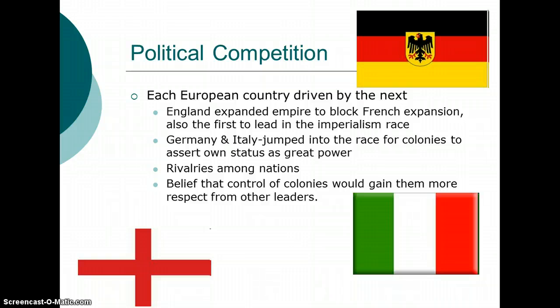Well, each European country was driven by the next. And what this means is that England expanded its empire to block French expansion. Also, the first led to the imperialism race. Germany and Italy jumped into the race for colonies to assert their own status as great powers. And this was because of rivalries among nations.